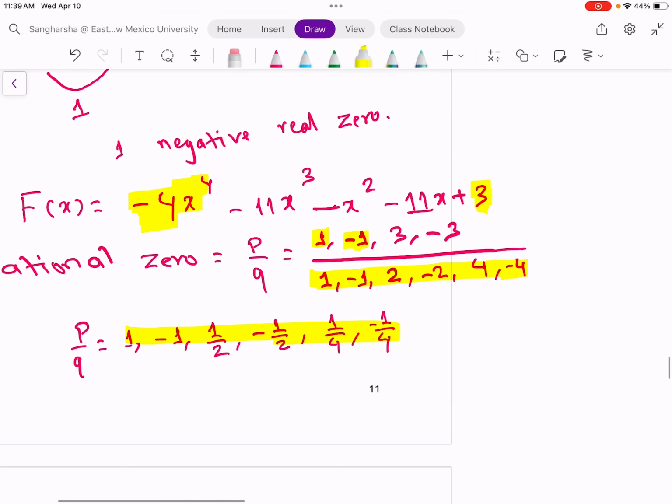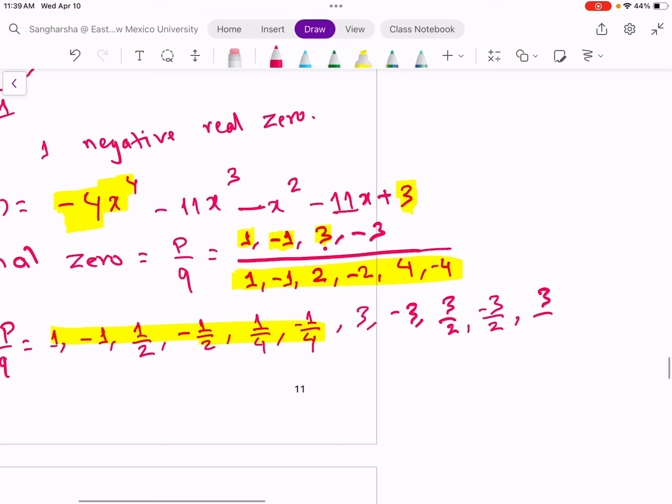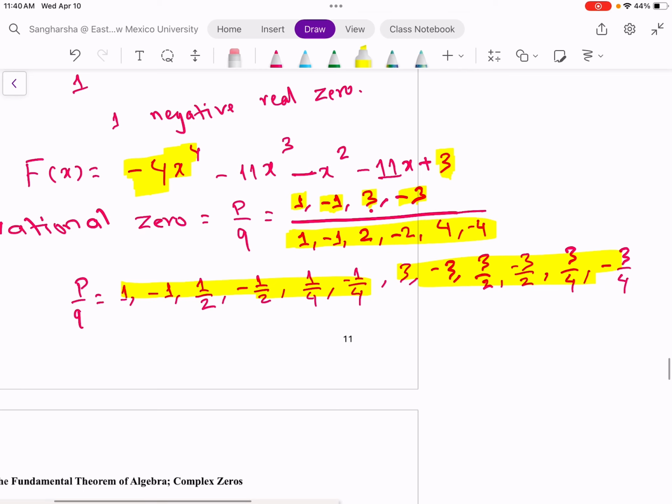So let me go with positive 3 now. Let's choose positive 3 and all these q numbers one by one. So 3 divided by 1 is 3, 3 divided by negative 1 is negative 3, 3 divided by 2 is 3 over 2, 3 divided by negative 2 is negative 3 over 2, 3 divided by 4 is 3 over 4, 3 divided by negative 4 is negative 3 over 4. If you choose negative 3, you end up getting the same results, so no need to do the negative number. So these are our possible rational zeros.